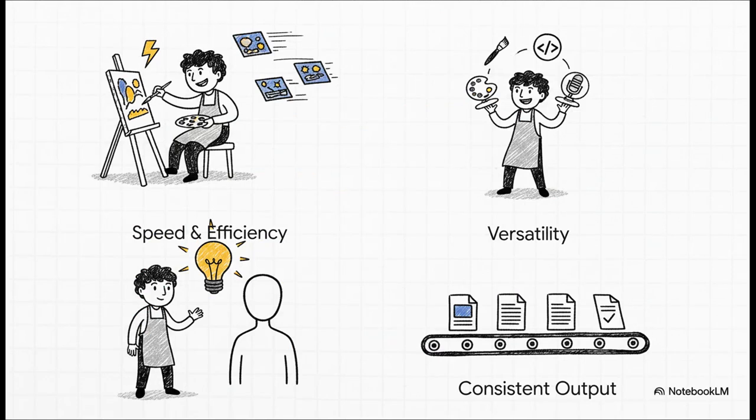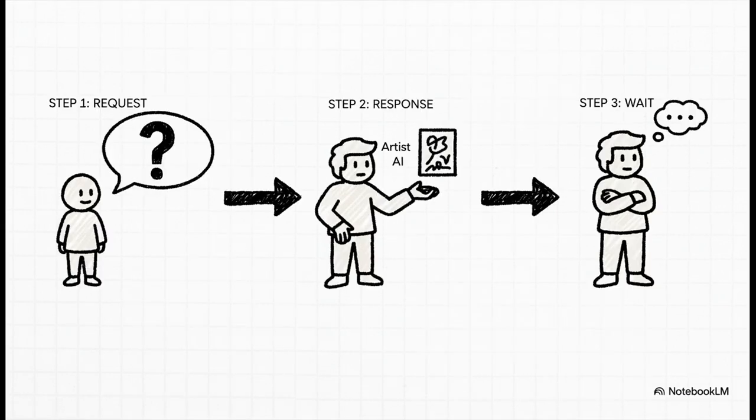And its superpowers? Oh, they're pretty impressive. It is incredibly fast and so versatile. It can jump from writing a poem one second to debugging code the next. It's like having a brainstorming partner who never gets tired and can keep up a perfectly consistent style across hundreds of different outputs.